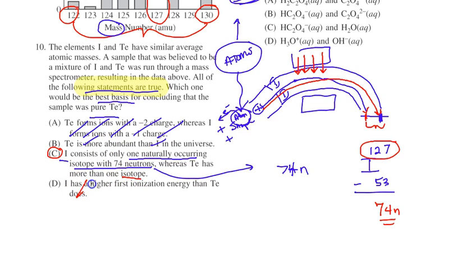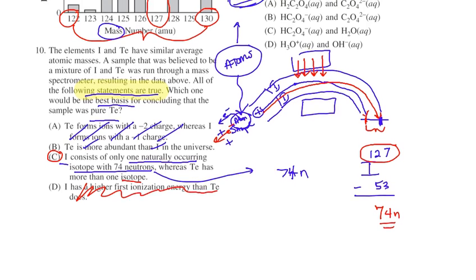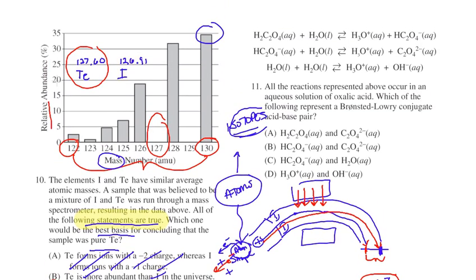All right, higher first ionization energy, that's not going to matter. Once we pull the electrons off, we're going to measure the distances they travel based on mass. So 10 is C. And again, I spent time on here because you're going to see more mass spectrometer questions, and that's the basis. So number 10. And now number 11.